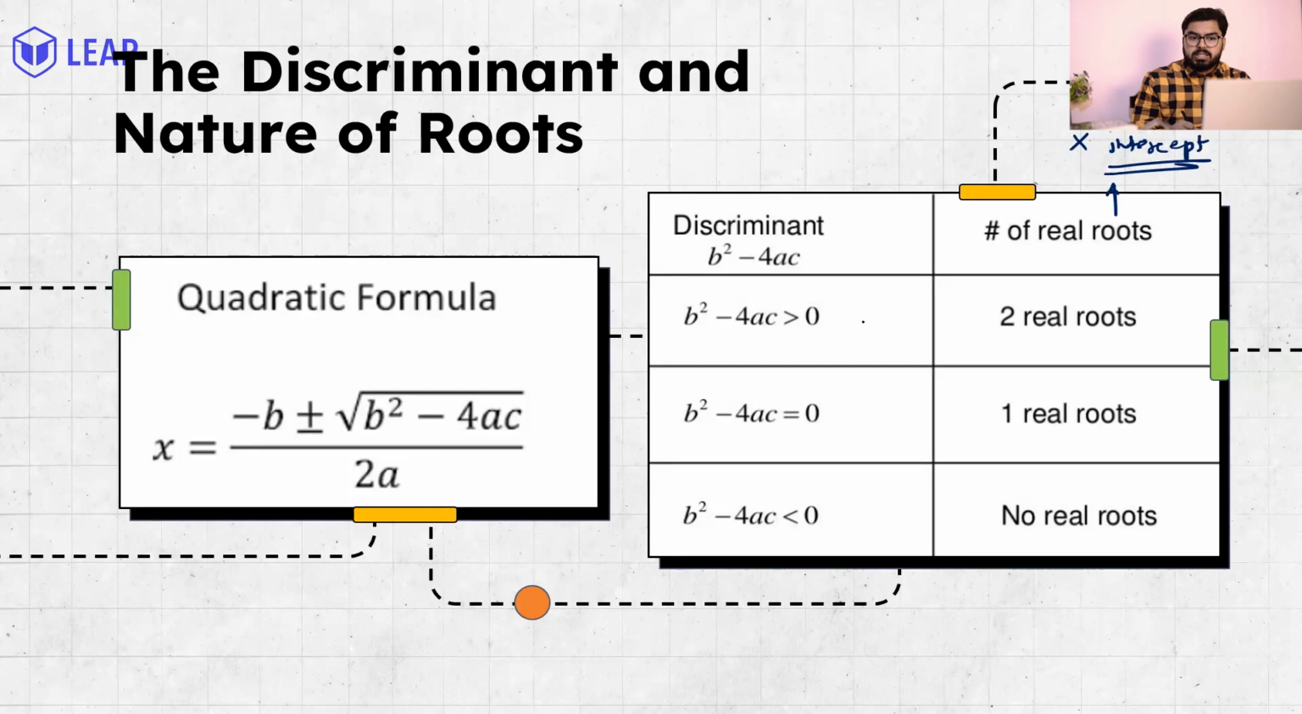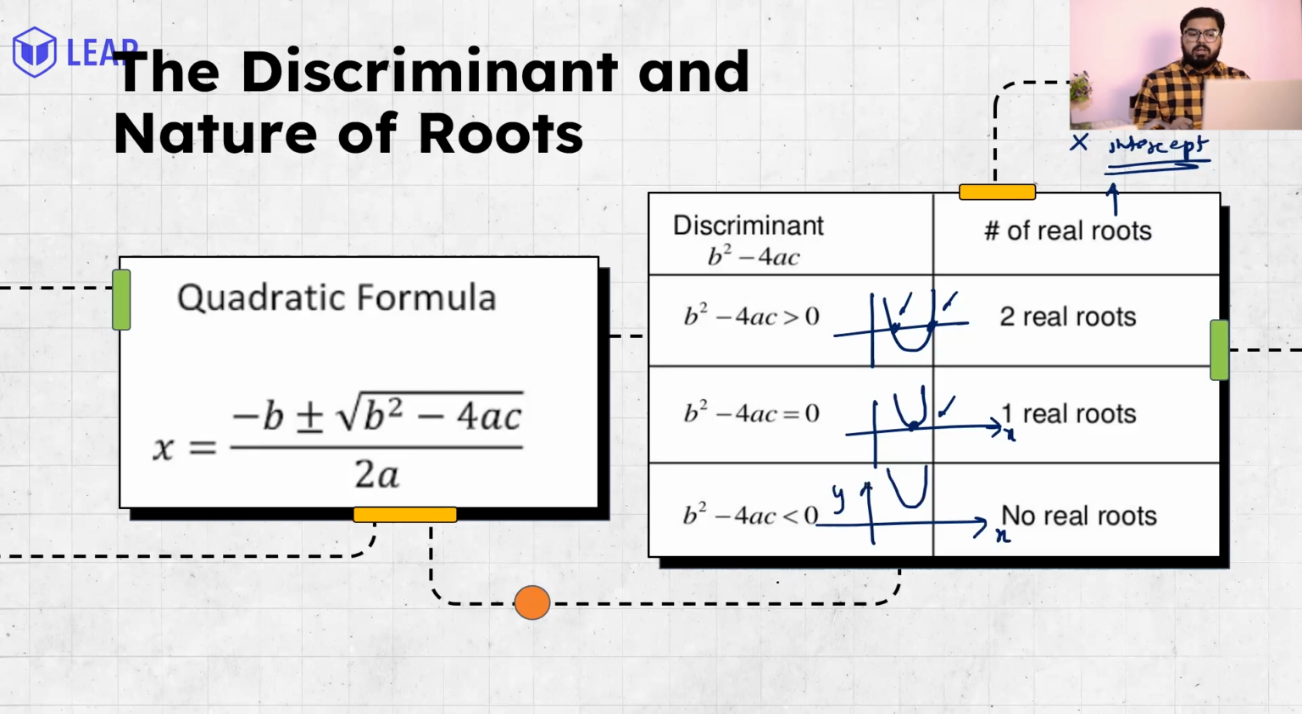If b square minus 4ac is greater than 0, then you have 2 real roots. Means the parabola will be having 2 x-intercepts like this. When b square minus 4ac is equal to 0, then only 1 real root. Means the parabola will be having only 1 x-intercept like this. When b square minus 4ac is less than 0, there is no real root. Means there is no real x-intercept. Means parabola is not intersecting the x-axis. So kindly write down all the 3 conditions because that's very important in the exam to identify the number of roots or number of solutions for a quadratic equation.